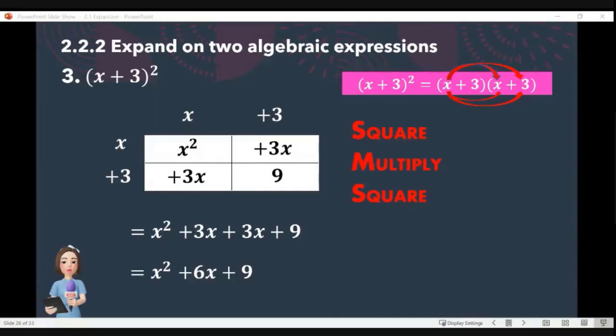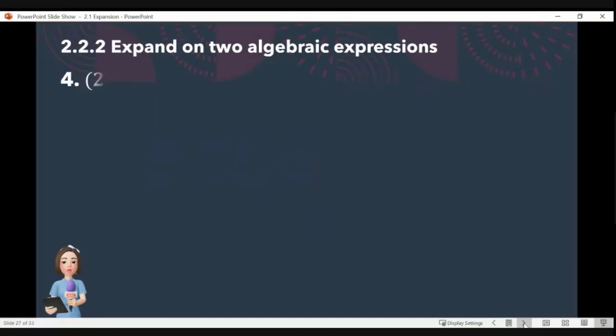So try to work on the next questions, the same pattern of question. Let's see whether you know how to work it out or not. Wait, let me go to the next slide. Okay, give me an answer for this. Use the SMS, you can get the answer.